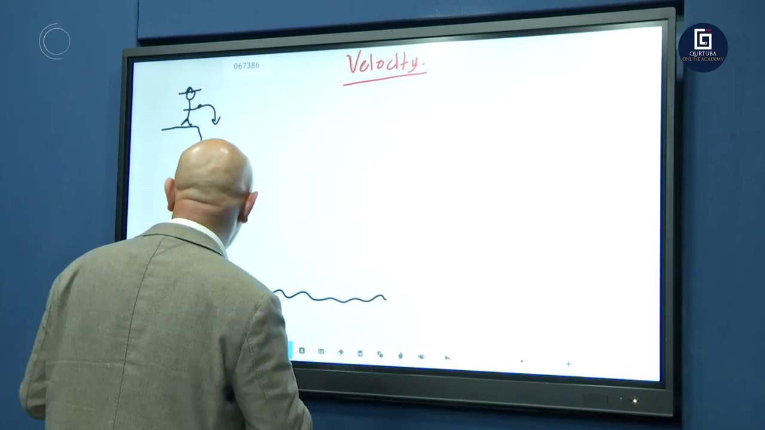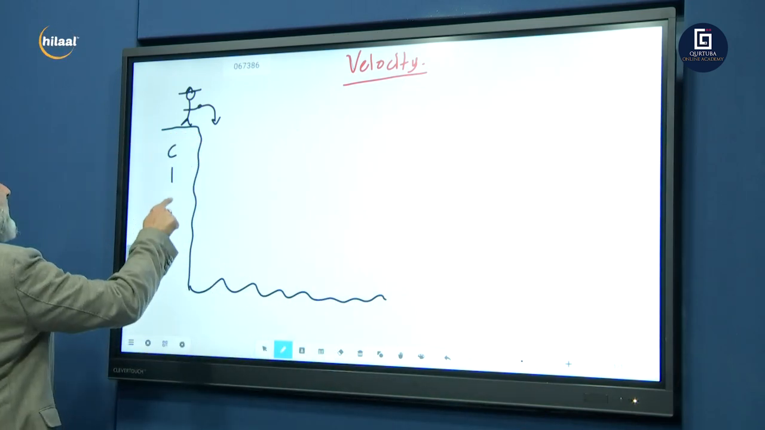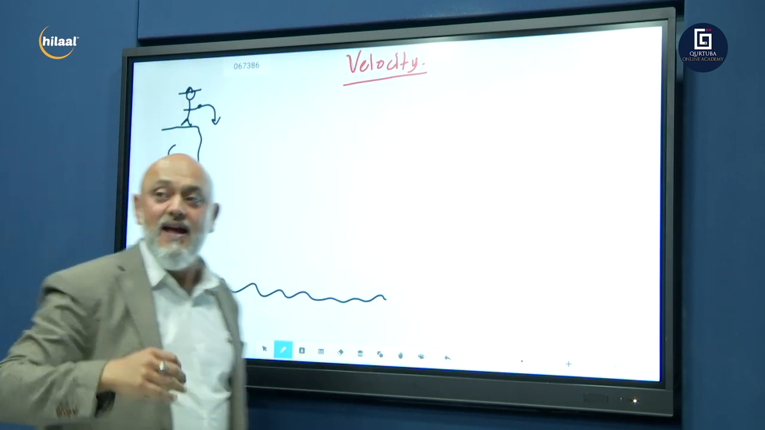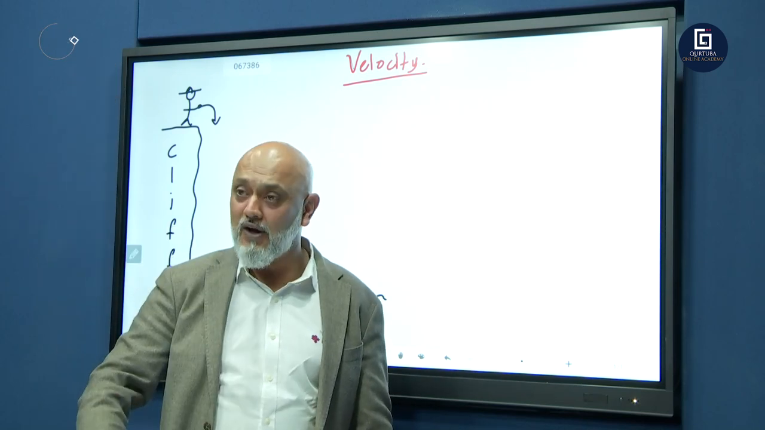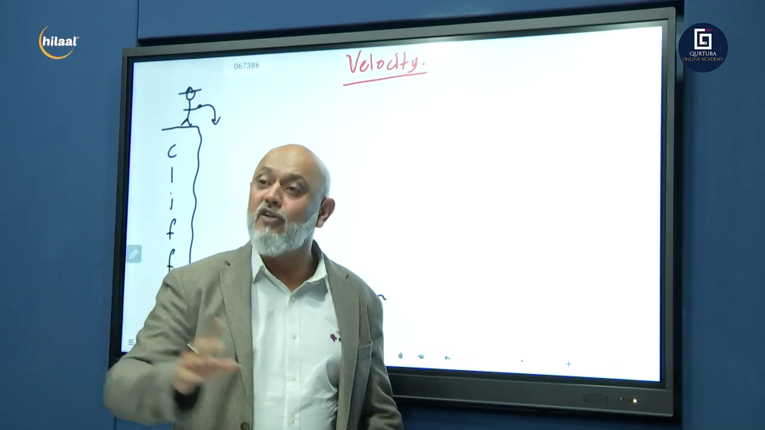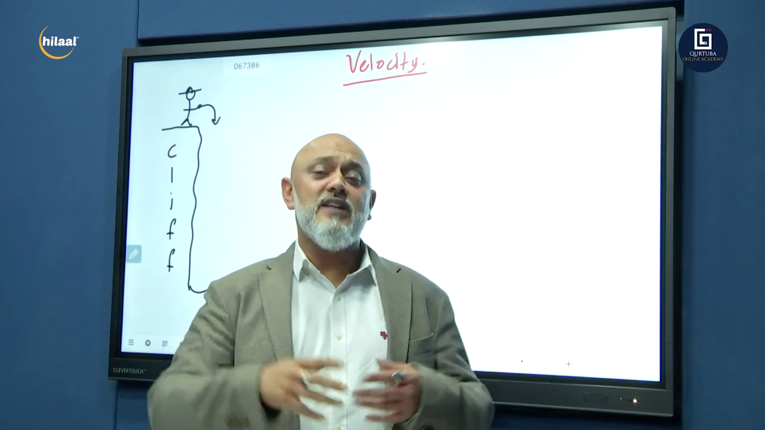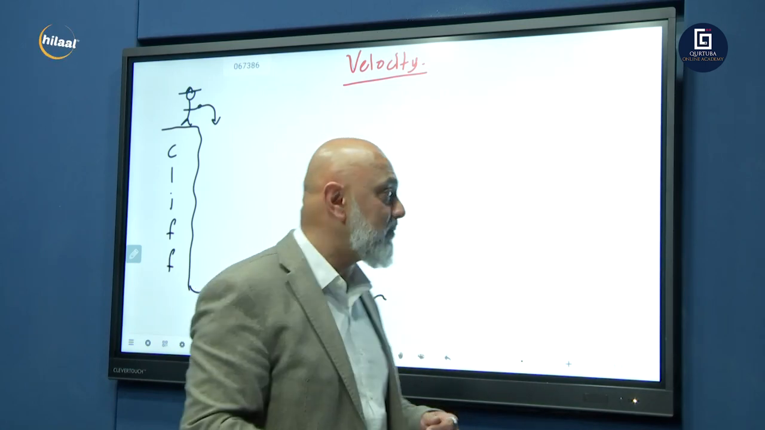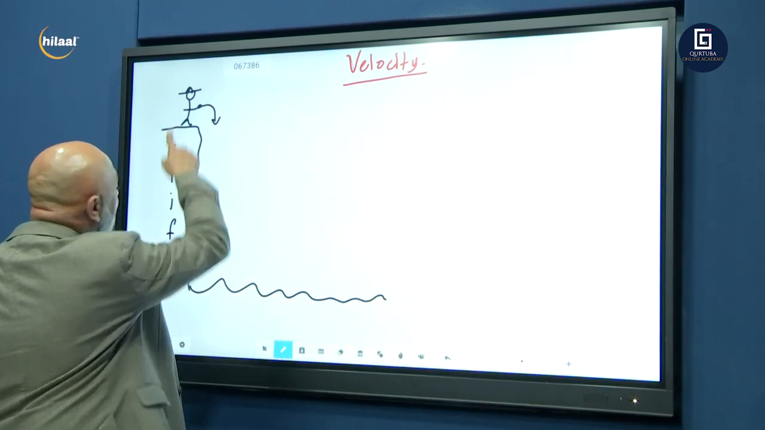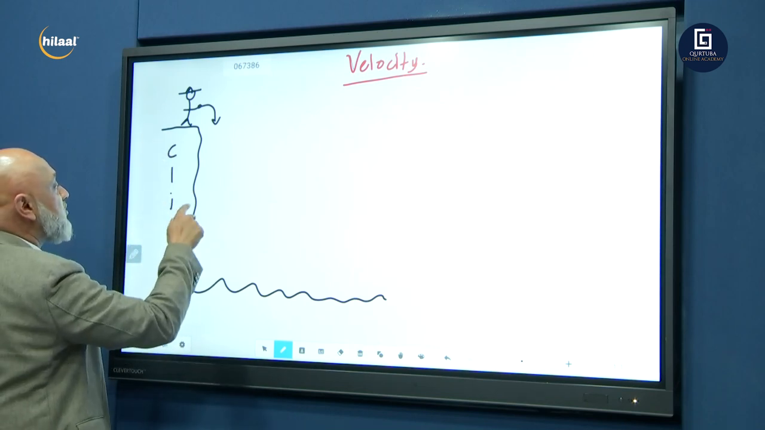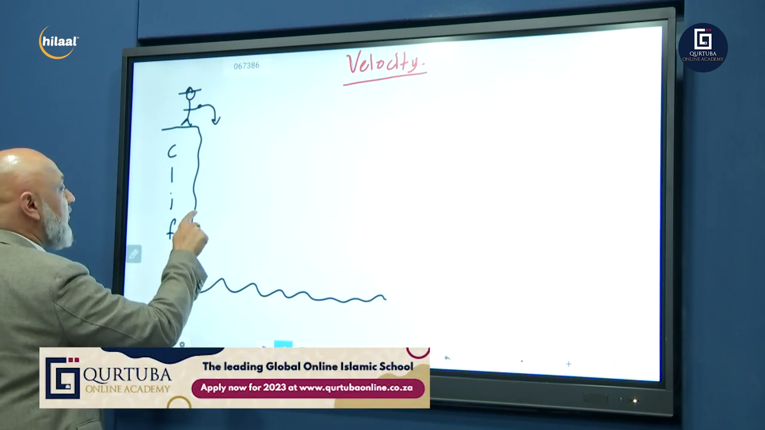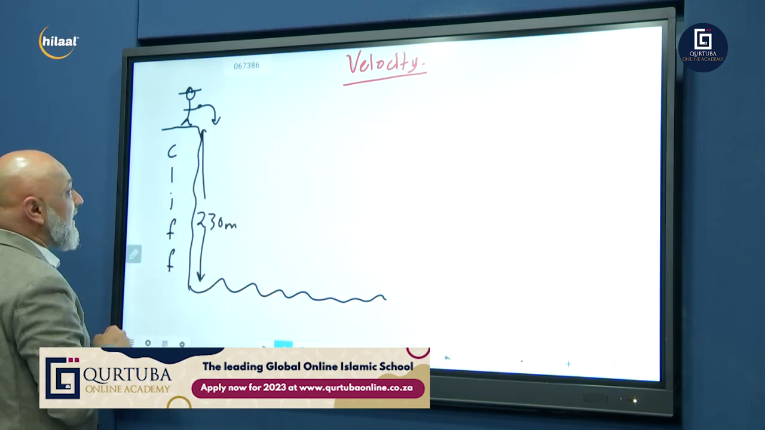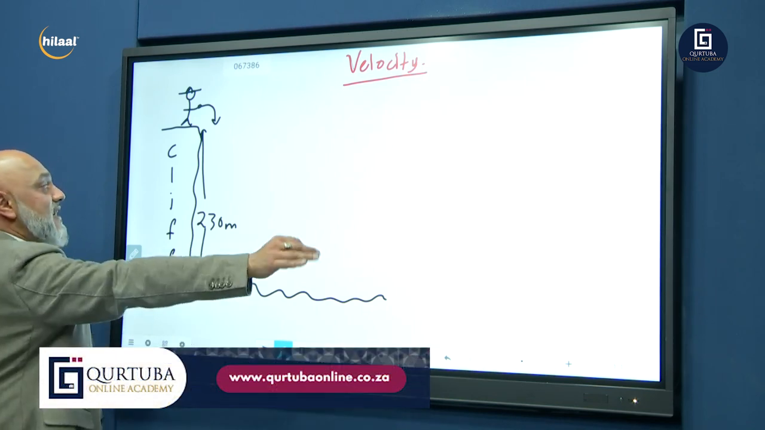So here's a real life example. This is a cliff. Here's a man standing there. He's got a stone in his hand and he's going to drop it. So it's going to free fall. He's not going to throw it or push it. So when we're dealing with physics, there's no initial velocity. We're starting there and it's a free fall. He's dropping the stone. How high is the cliff? Let's say the cliff is 230 meters high. That's a very, very high cliff. And he's about to drop the stone.